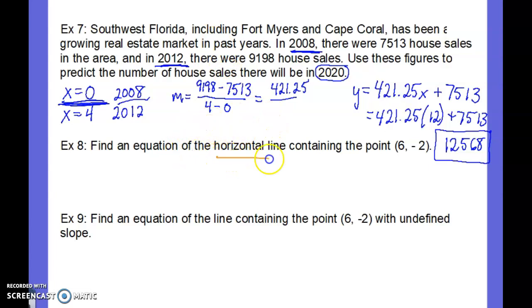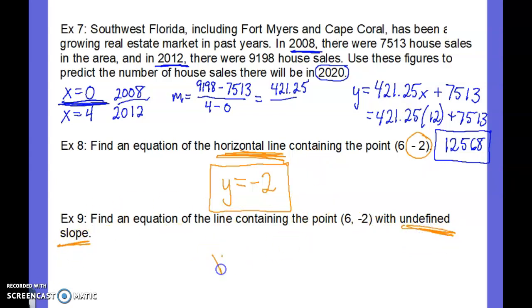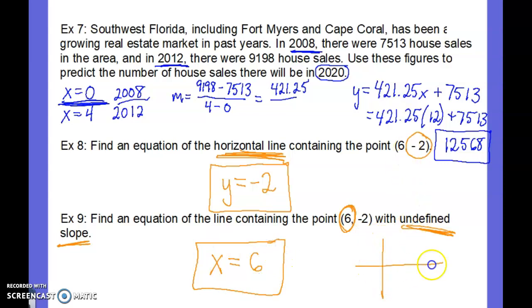This next one, if you understand everything, it makes perfect sense. What kind of equations have horizontal lines? Y equals, always. What's the y value here? -2. That's all you have to do. Really, really easy. What about undefined slopes? Well, an undefined slope is x equals. Well, what's the x value in this problem? 6. It saves you a lot more time than actually plotting this point.